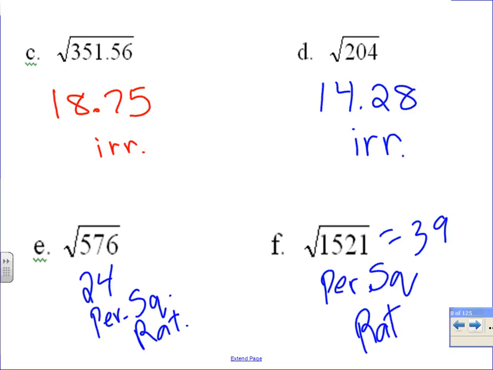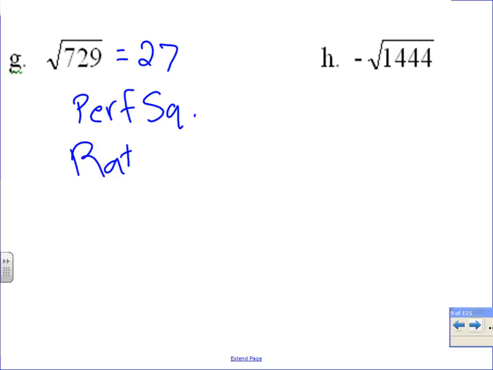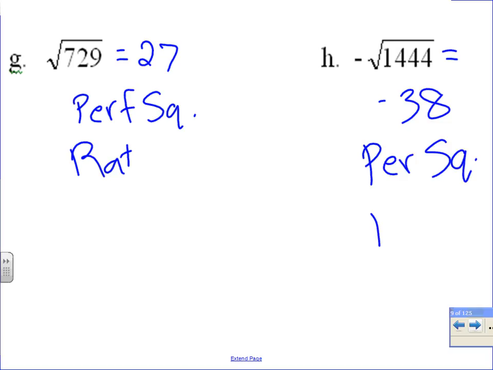Questions on those? Okay, Jackie, letter G. Good. Perfect square. Rational or irrational? Good. And Evan, letter H on that page. Good. Rational or irrational? Great job. All right, so that's pretty easy, right? Any questions on that page?